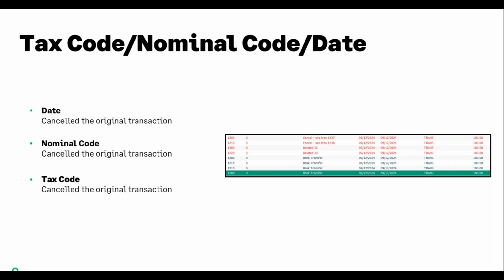So what we did there was we changed the date, and that cancelled the original transaction, as did changing the nominal code, and as did changing the tax code. It cancelled them. But it did not change the transaction number. That stayed the same, so it'll still be where it was looking for. Any questions on that? Keep them firing in. Keeping Michael nice and busy.